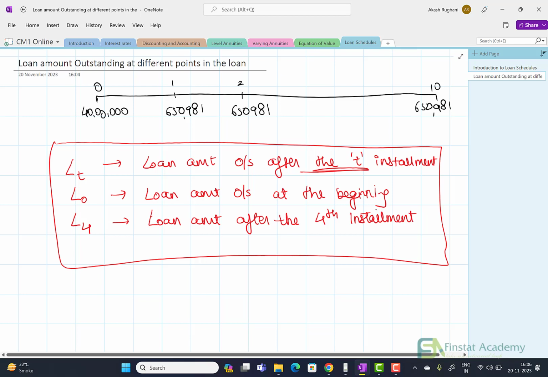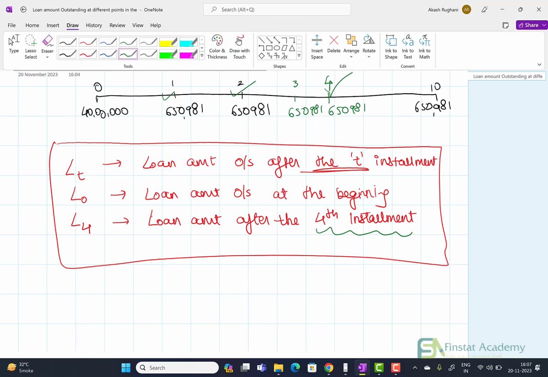Yeah, it is the loan amount after the 4th installment. Now, guys, what I need you to focus on is that I am not defining it in terms of time, I am defining it in terms of installments. So if I take the example that's put up here, L4 will be when 4 installments of 6,50,981 are done. So if I put here 4, it will be the 1st installment, 2nd installment, 3rd installment of 6,50,981 and the 4th installment of 6,50,981. After all these 4 installments are done, I am looking at L4. What will be the loan amount outstanding?